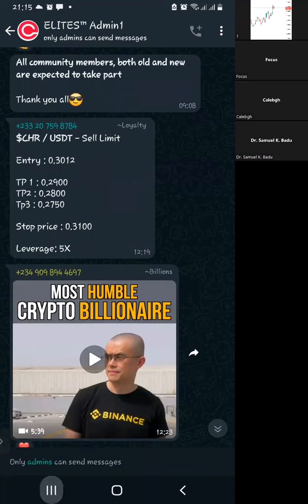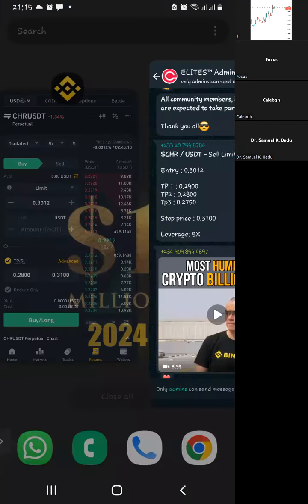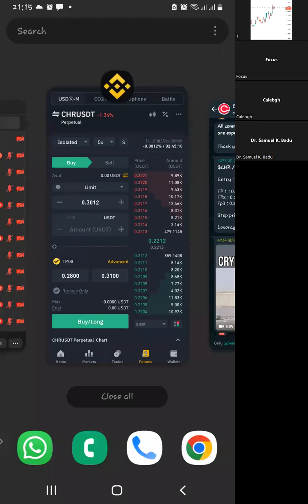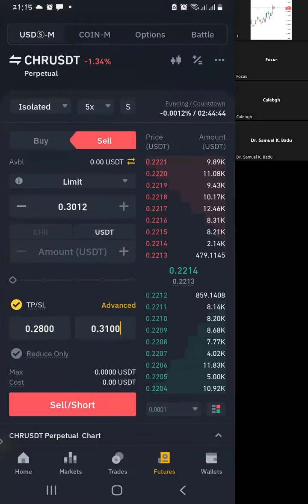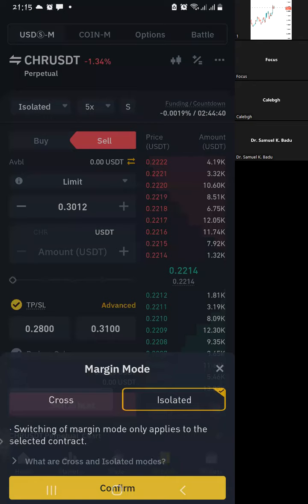So whenever a call is given, that's how you do it. So if it's buy, you click on the buy button, set up the things, just fix the values inside. If it's a sell, you click on the sell button, input the values as they are given on the page. Always set your margin to isolated and set your desired leverage.